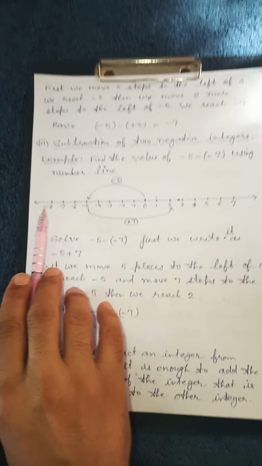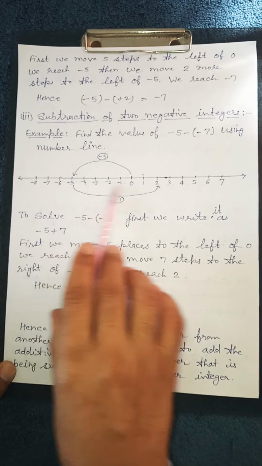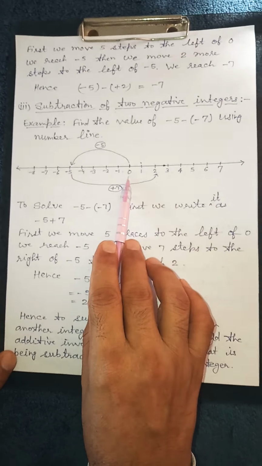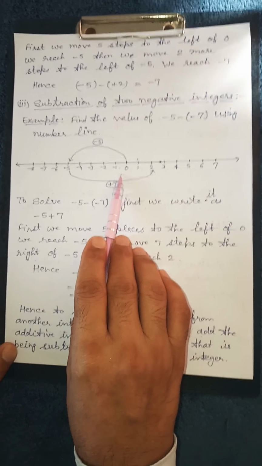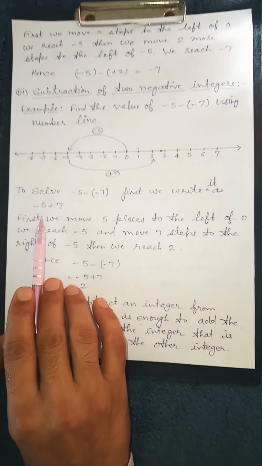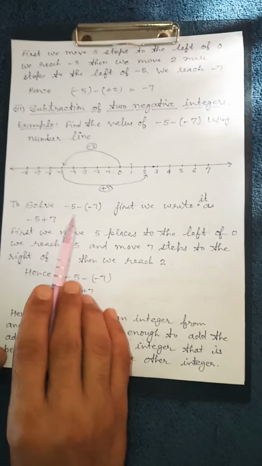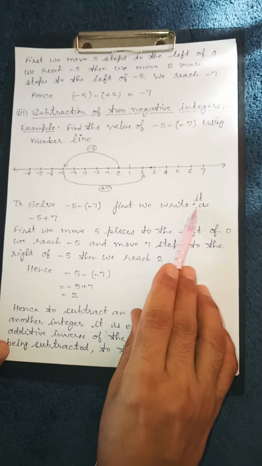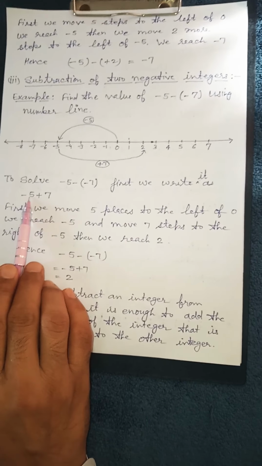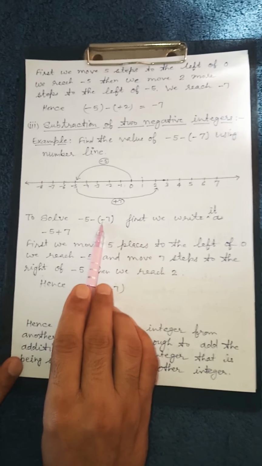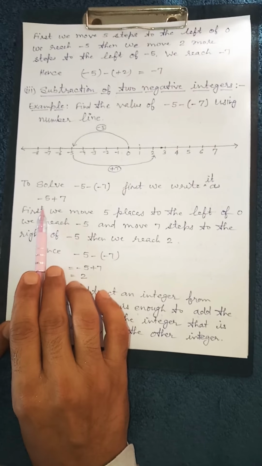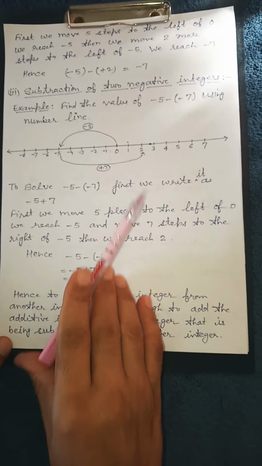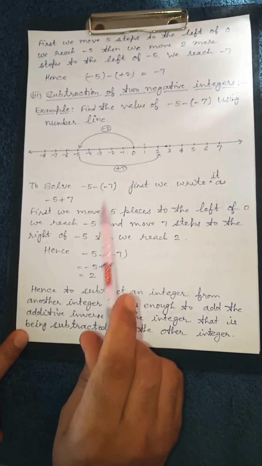To understand it, let's draw a number line. In this number line, positive integers are on the right of 0 and negative integers are on the left of 0. To solve minus 5 minus 7, first we write it as minus 5, then minus minus it becomes plus. Minus 5 plus 7. First we move 5 places to the left of 0.